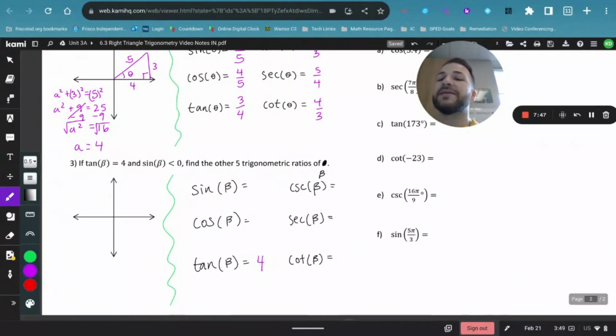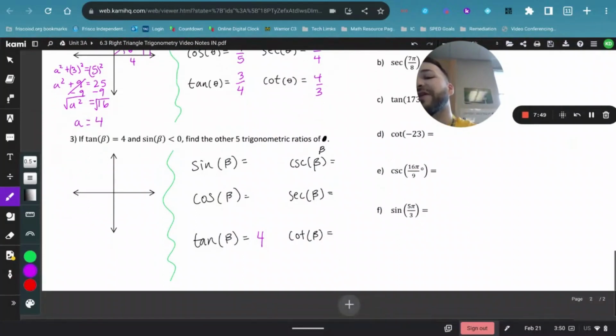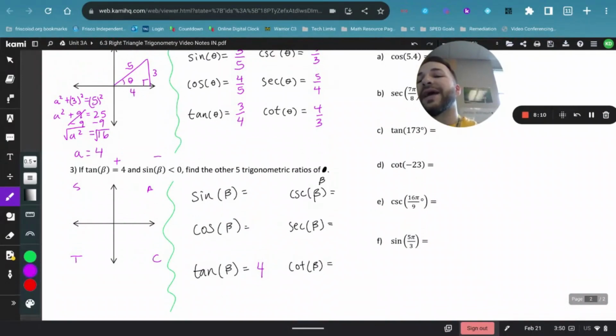So if tan of beta is equal to 4, the first piece of information they've given us is that tan is positive. Going off of what we know of All Students Take Calculus, tan is only positive in quadrant 1, our All quadrant, and quadrant 3, our tangent is positive quadrant. Then sine of beta is less than 0, so that means sine is negative, and sine is negative in quadrant 3 and quadrant 4, because that's when y is negative. So my overlap was in quadrant 3, so I'm going to go ahead and draw a quadrant 3 triangle.